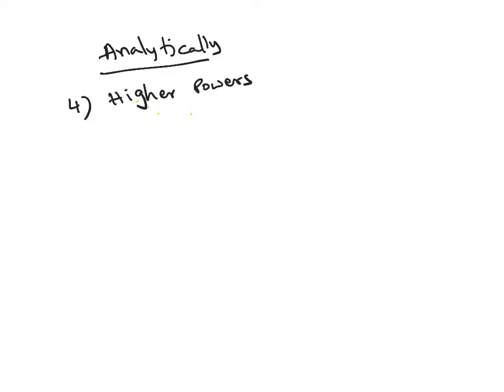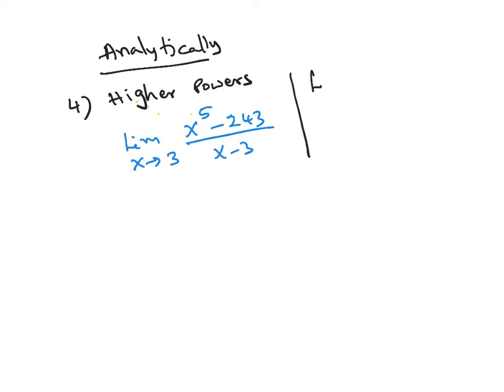For example, limit as x approaches 3 of x to the 5 minus 243 divided by x minus 3. Factoring this one is a pain. To solve these kinds of problems, we have 2 formulas. Limit as x approaches a of x to the power of n minus a to the power of n over x minus a is that.